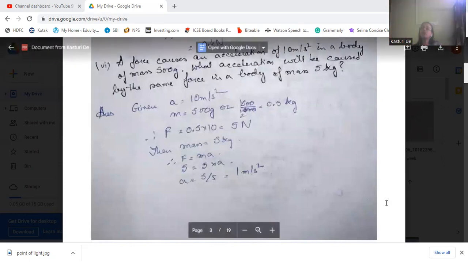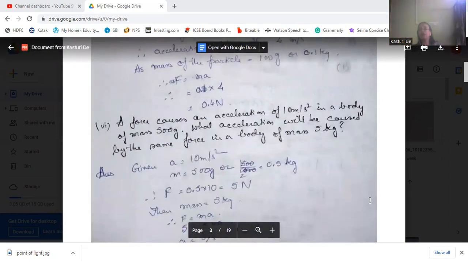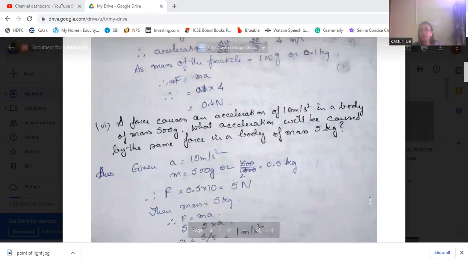Now, a force causes an acceleration of 10 meter per second square in a body of mass 500 grams. A force is causing an acceleration on a body which is having a mass of 500 grams, and acceleration is given to it.